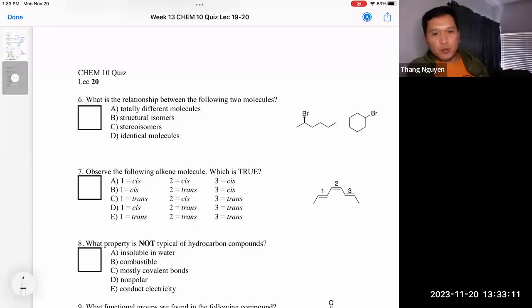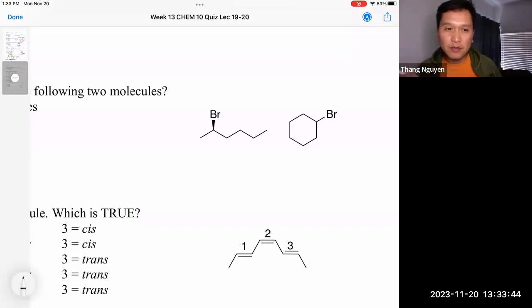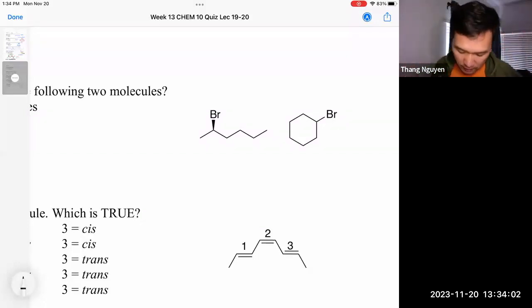What is the relationship between the following 2 molecules? There are different relationships that you should know. The first one is structural isomers. The second one is stereoisomers. And then lastly, if they are identical to each other. First off, let's count how many carbons and how many other atoms each molecule has. Because if they have a different number of atoms, then by definition, they don't have a relationship with each other. But if they have the same molecular formula, meaning they have the same number of atoms, then they will have these different relationships.